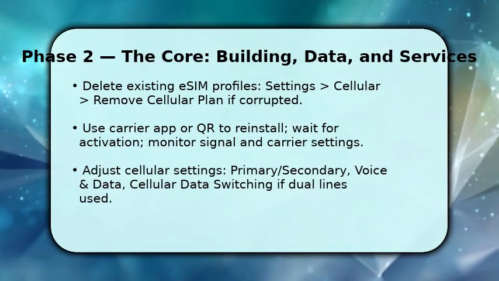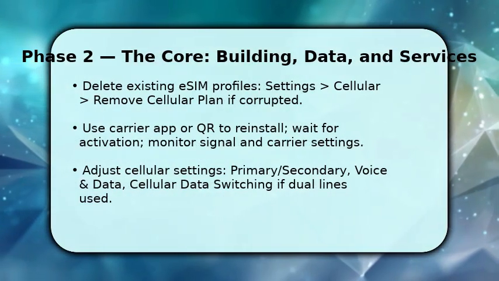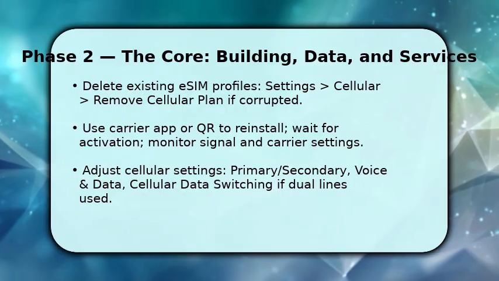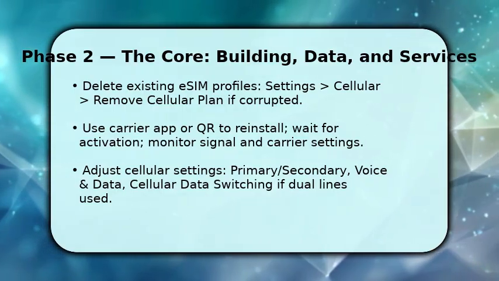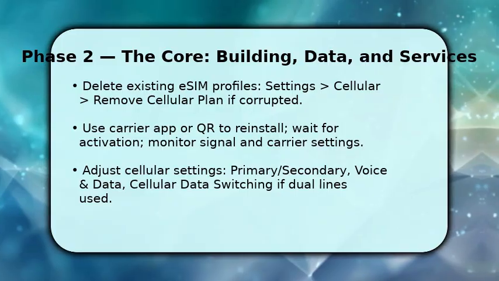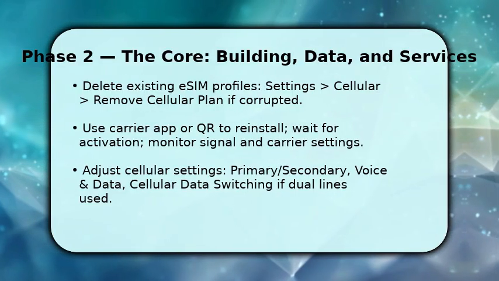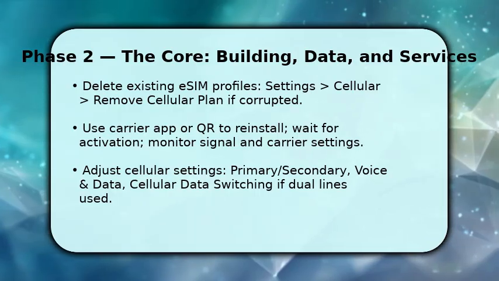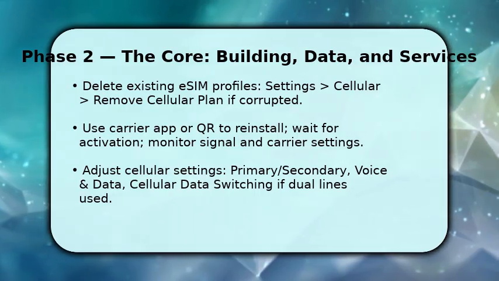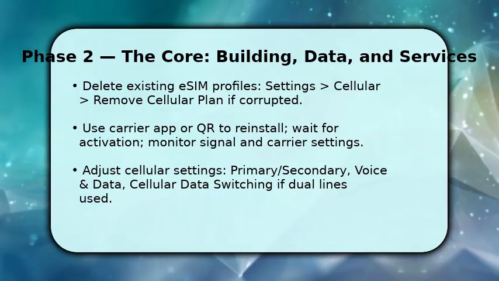If activation stalls, remove any broken eSIM profile first. Settings, Cellular, Remove Cellular Plan. This clears conflicts. Then reinstall using the carrier app or by rescanning the QR code and wait for the carrier to activate the line. Activation can take several minutes.